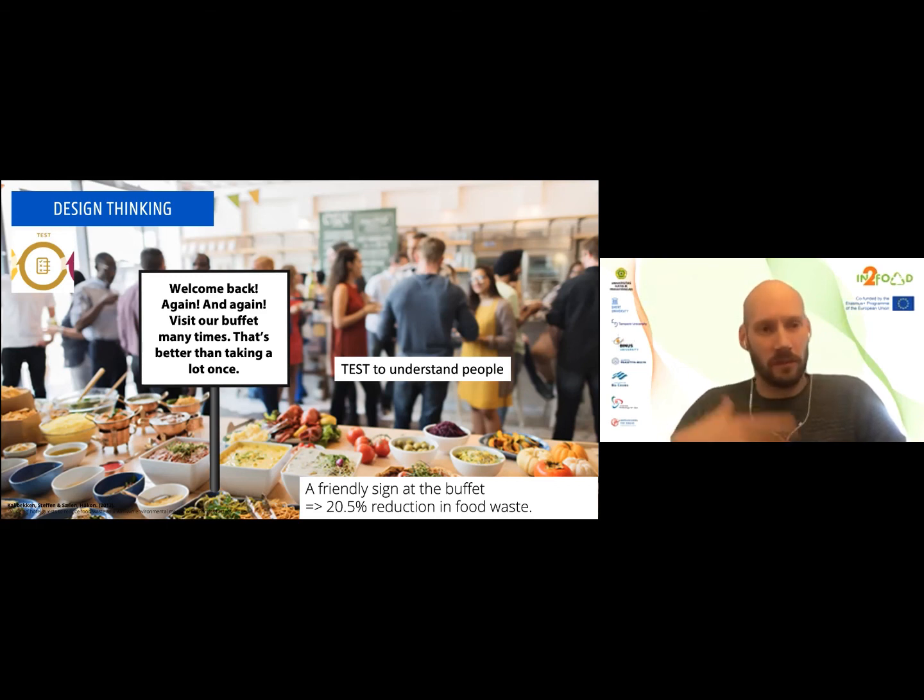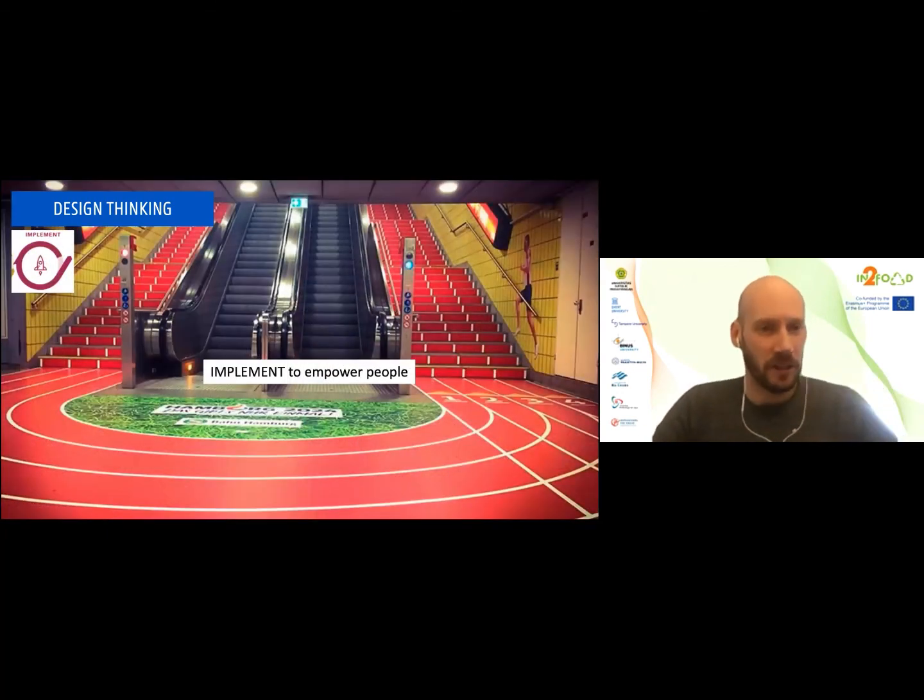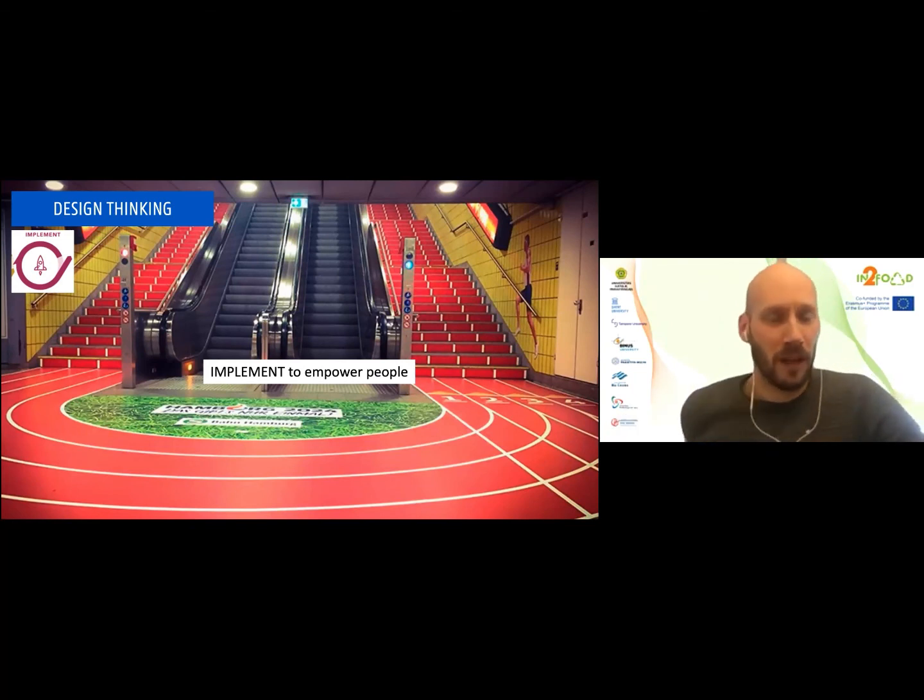And once you implement these things, you can start to empower people. You see a lot of examples happening throughout the world. It's also called positive design. Here you see examples. This is in the London Metro, used to encourage taking the stairs instead of the escalators, to get people to move a bit more and so improve their health.